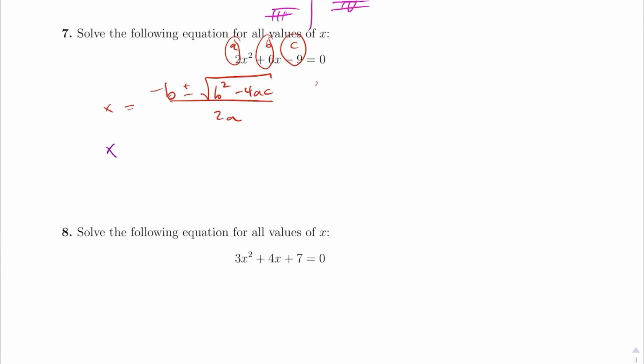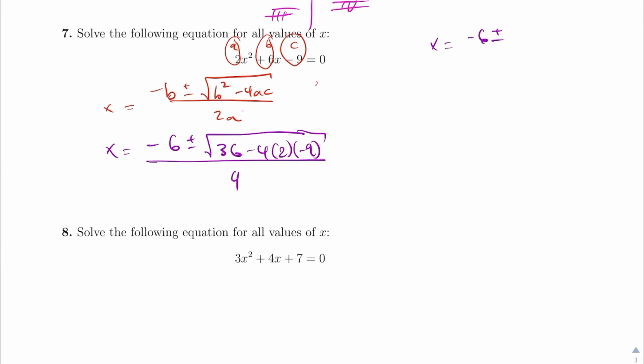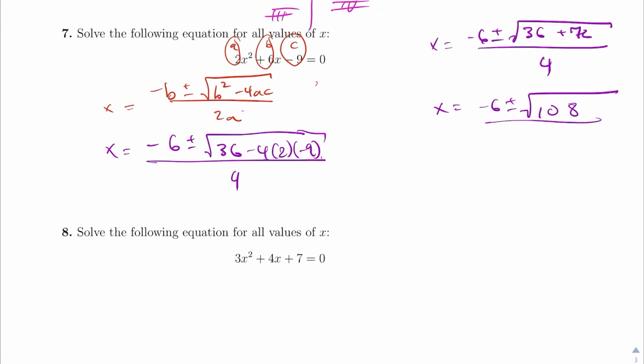So substituting those in gives us x equals negative 6 plus or minus the square root of 36 minus 4 times 2 times negative 9 all over twice a, which is 4. X is equal to negative 6 plus or minus the square root. Negative 4 times negative 9 times 2 is 72 all over 4. X is equal to negative 6 plus or minus the square root of 108 over 4.